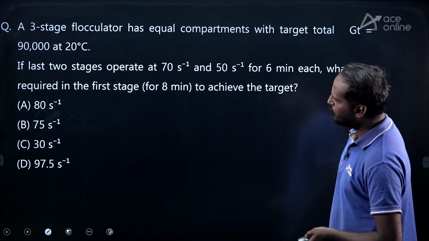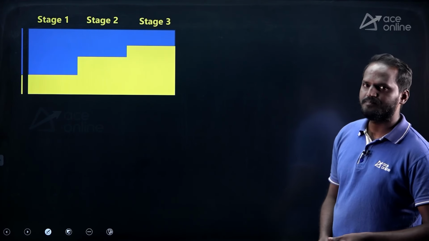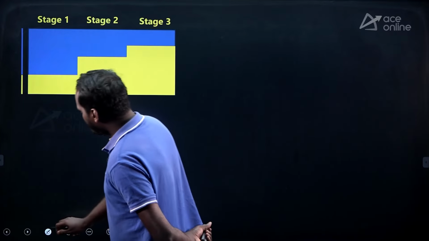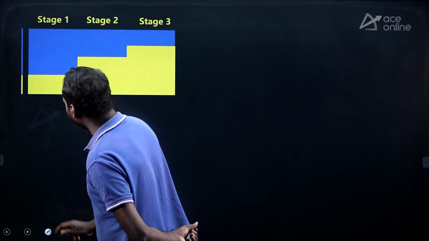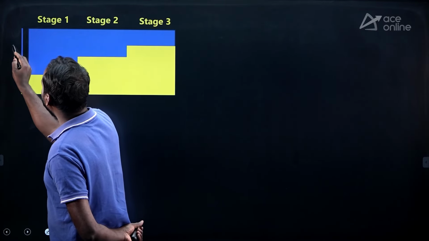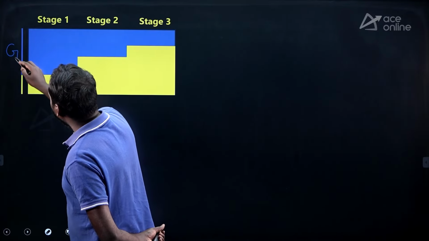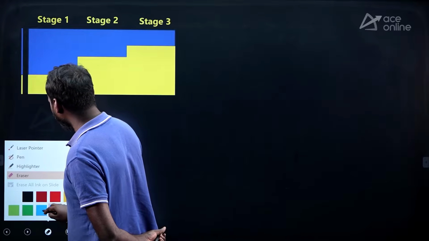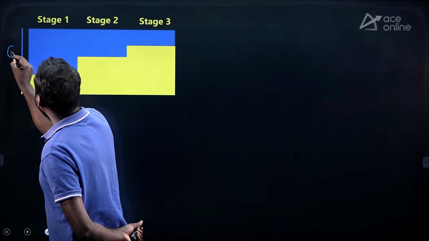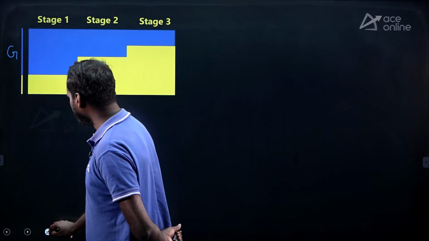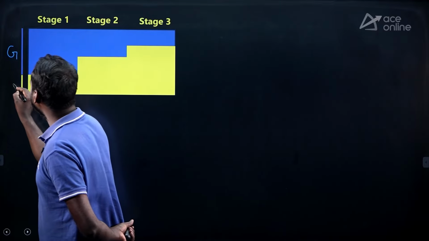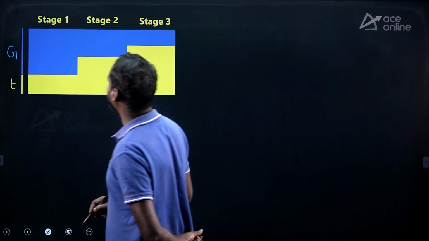Let me show you one simple diagram here. You can look at this blue one. The blue one mentions the value of G. What is this value? This is the detention time T. This is the combination we need to operate this flocculator.